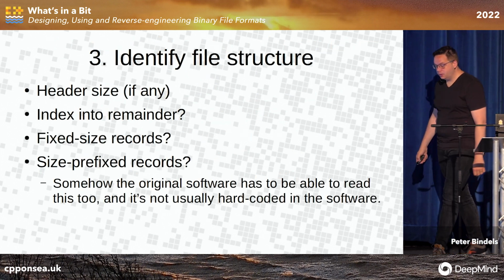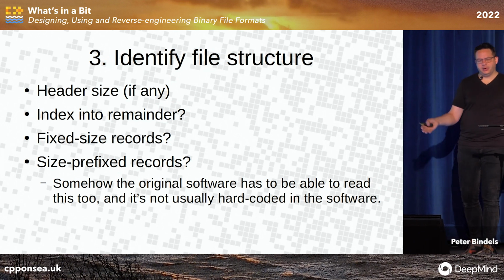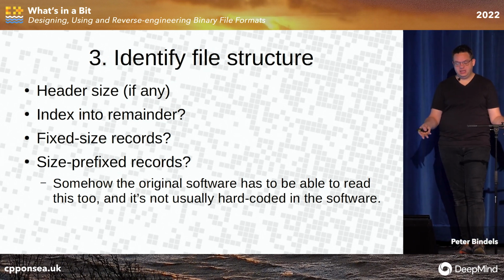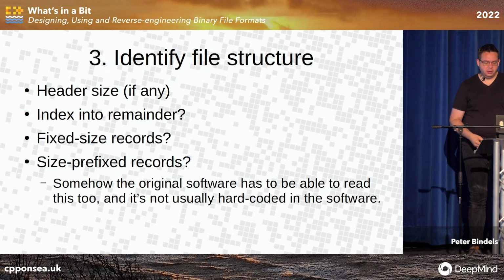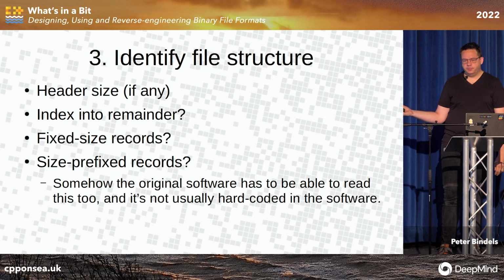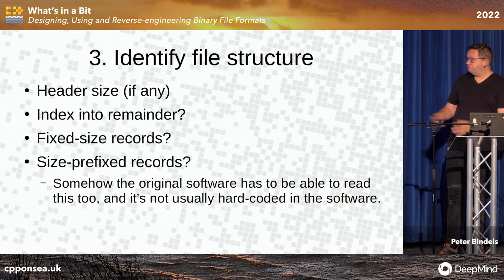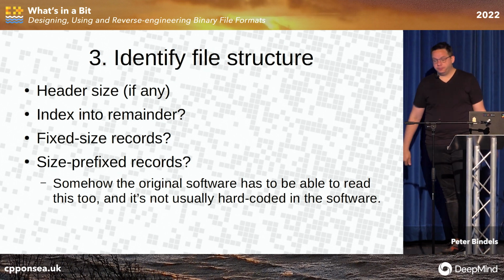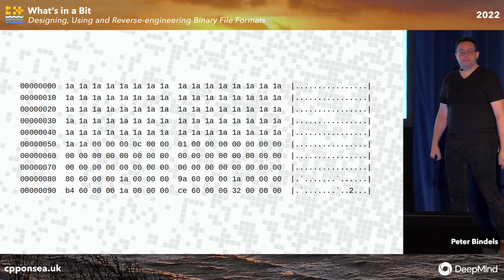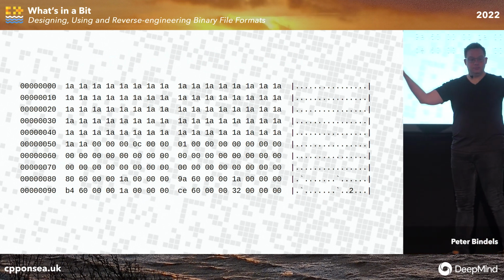Makes sense. Then we try to identify file structures. We start by trying to see if we can find a header size, if we can find any index, if we have fixed size records, and if we have some size prefix records. These are the most common things that we find. The original software has to be able to read stuff, so it has to be somewhere, but we don't necessarily know where it is. So let's start. What do you see? Any ideas?